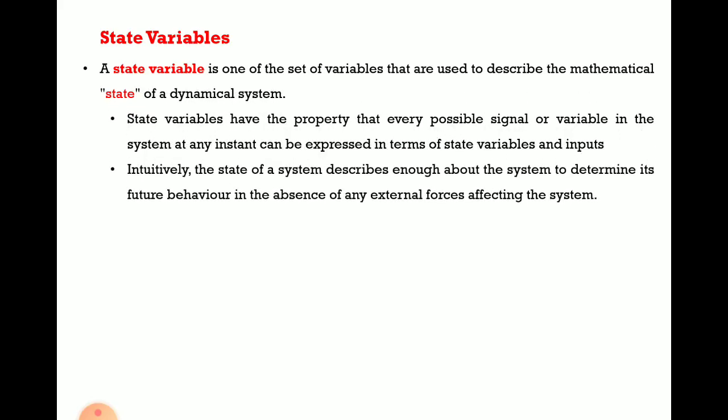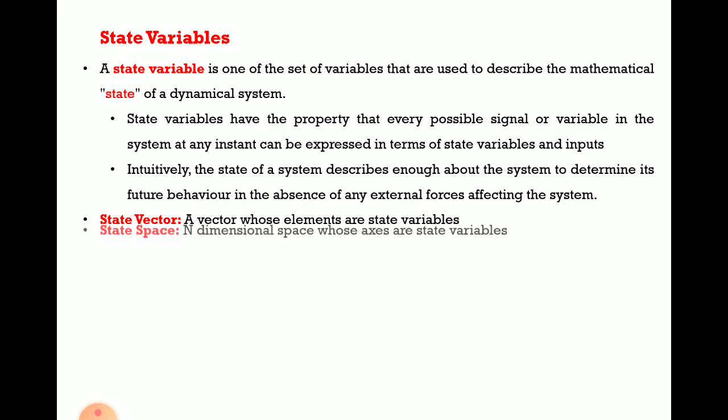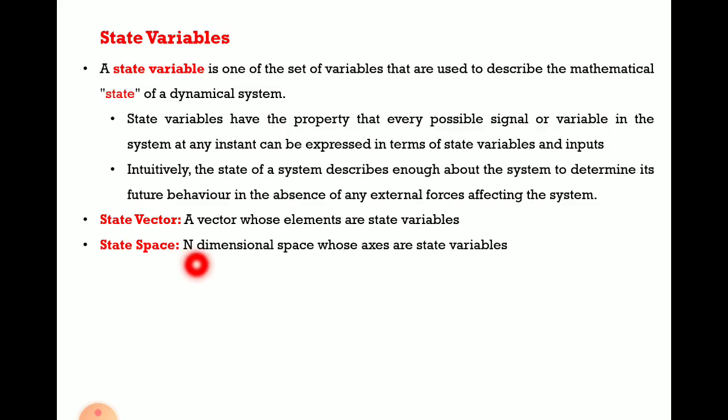And these are some of the properties of the state variable. That is, if you know state variables, then you can easily describe the behavior of the system at any given instant of time. Both of these points say the same. Now we will look at state vector, a vector whose elements are state variables. Similarly, state space, n-dimensional space whose axes are state variables. Again, we will have a more clear understanding of state vector and state space when we solve problems.